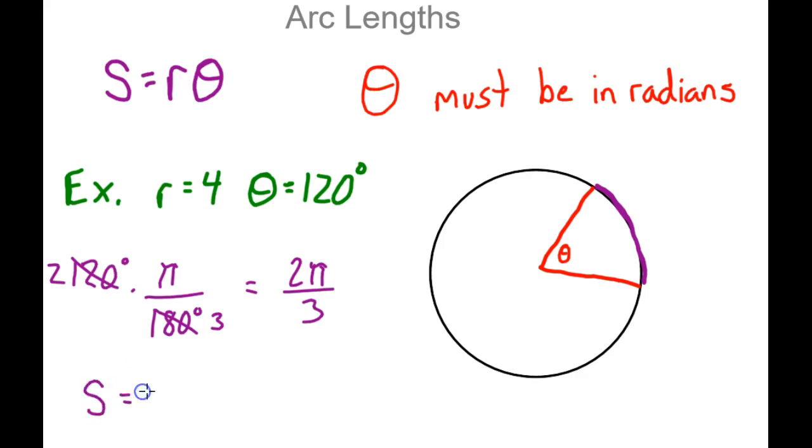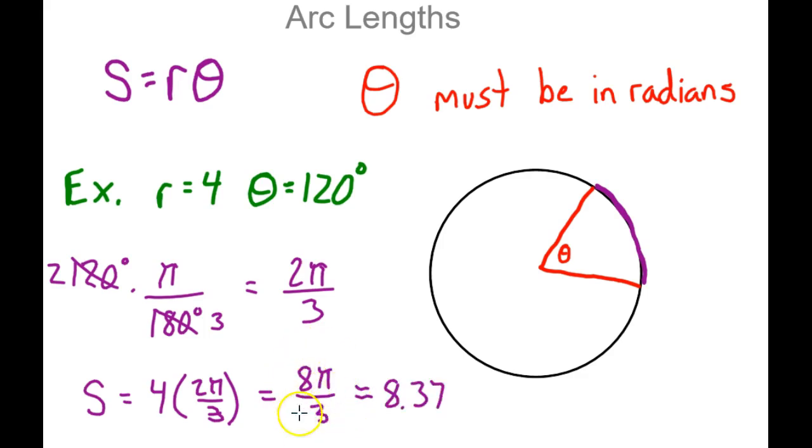S is equal to 4 times 2 pi over 3. Now multiplying those values together, 4 times 2 gives us 8 pi over 3. Eight pi over 3 is our exact answer. If we wanted a decimal approximation, you could just plug that in and you get approximately 8.37 units.